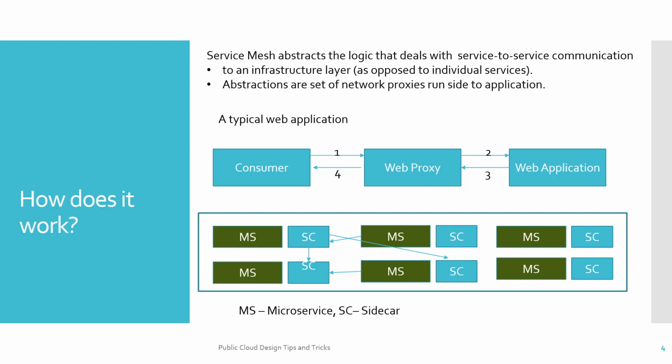Now, when you come to a container orchestration platform, there are a lot of microservices, the green color MS, running that deal with the real business functionality. And for every microservice, you will have a sidecar proxy, which is nothing but the service mesh. Those run parallel to it within the network boundary or the container boundary. So that is how you can relate a typical web proxy in a web application to a service mesh in a container orchestration platform.